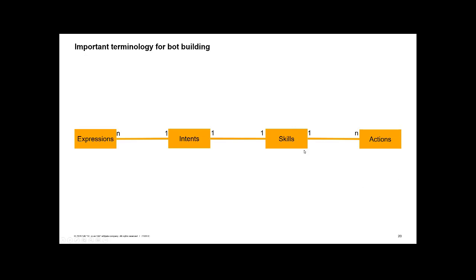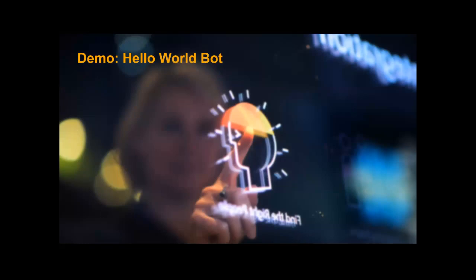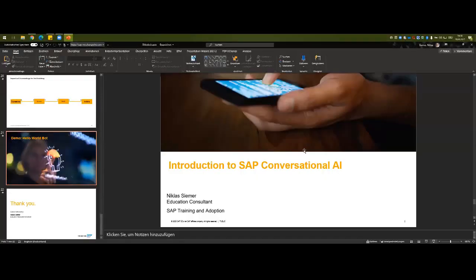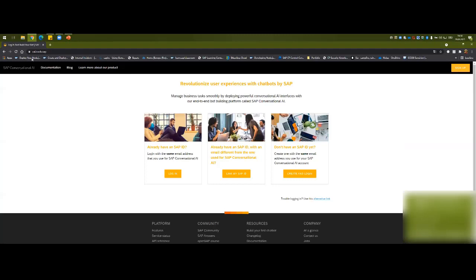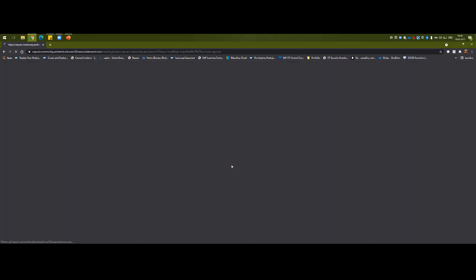Yeah, and this is the part where I switch to the live demonstration. So I go to the website cai.tools.sap because here you can access SAP Conversational AI Community Edition. And if you want to build a bot, you just need to log in here with your SAP ID. If you haven't an SAP ID, you can create one here for free. So I have one, so I will log in now.